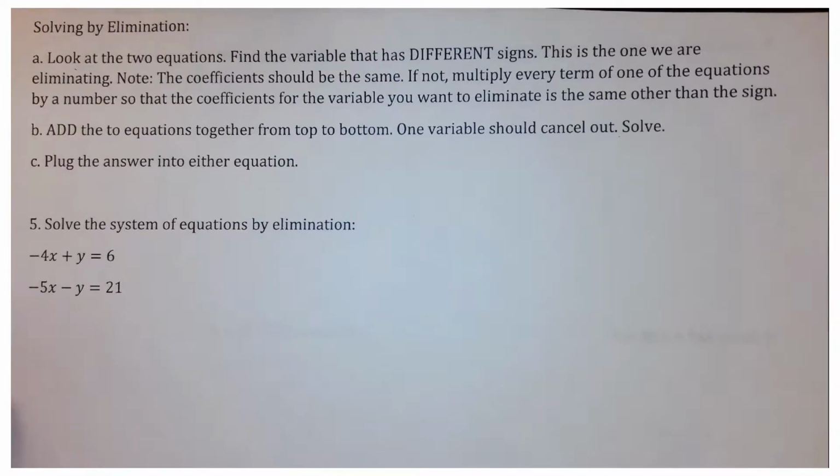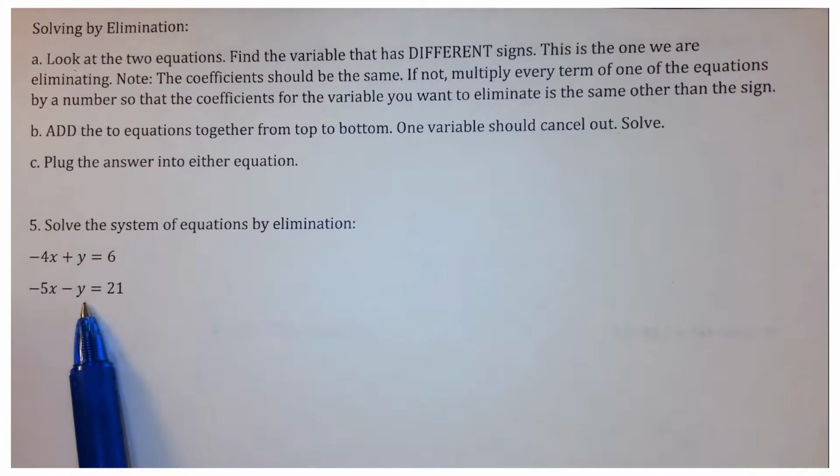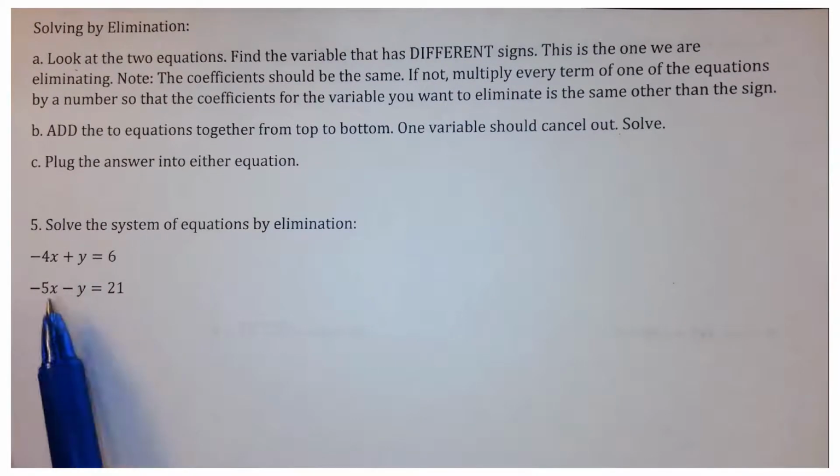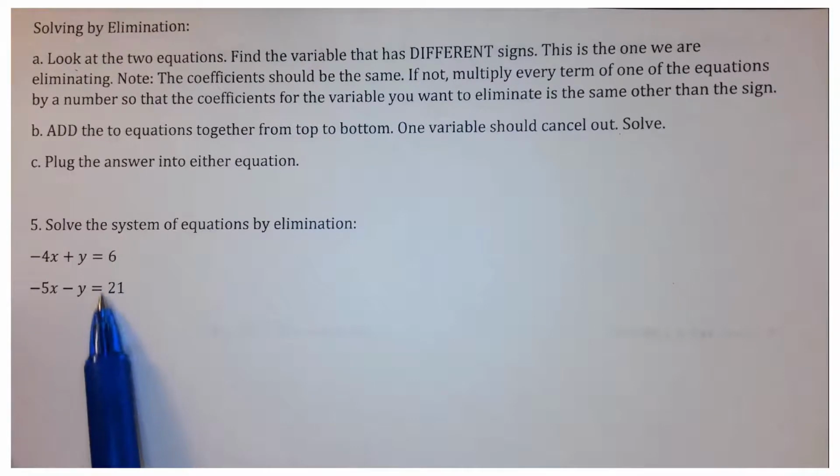So this problem, we are looking at a system of linear equations, and we're going to solve it by elimination. There are two ways that you could do this. One is by substitution. This is by elimination. Our goal is to eliminate one of the variables. So we're going to look at these two linear equations and find the variable, either x or y, that has different signs.